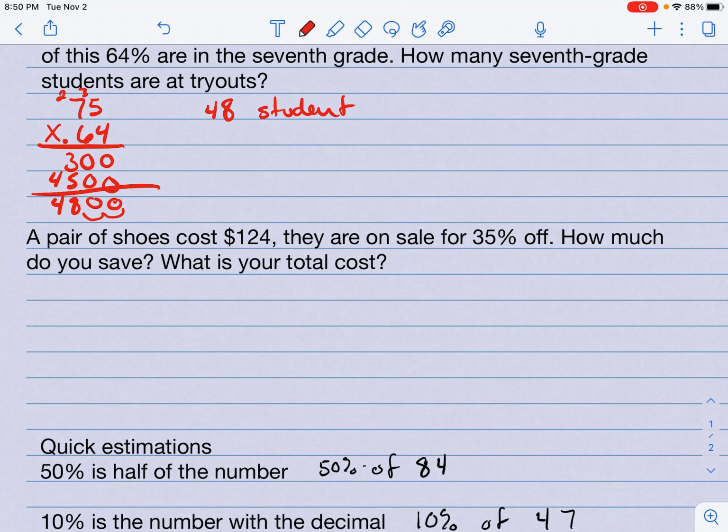Okay, here it says a pair of shoes cost $124. They are on sale for 35% off. How much do you save? What is your total cost? So we have 2 questions here. One, we want to know the amount we save. So to find that, we're going to take our price and we're going to times it by our percent. Okay, so I can multiply this together. This would be 0.35 as a decimal. So I'm going to move the decimal in 2 after we multiply them together.